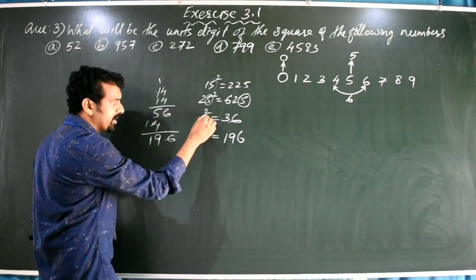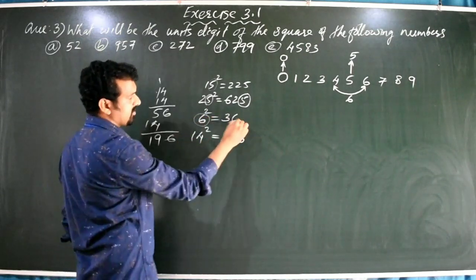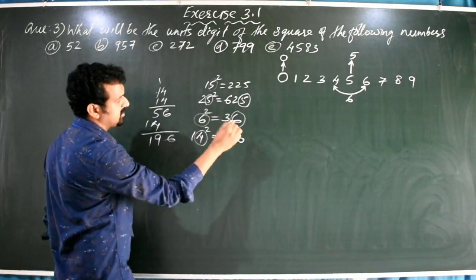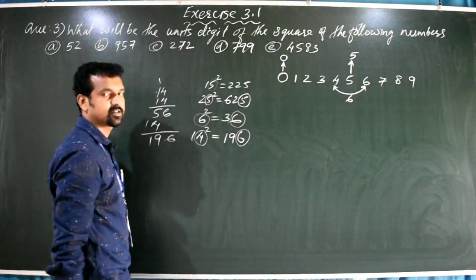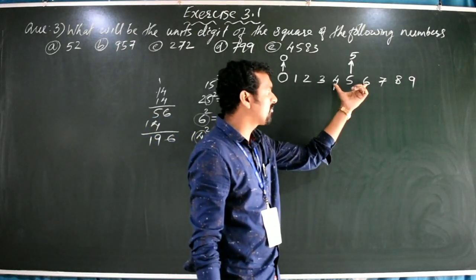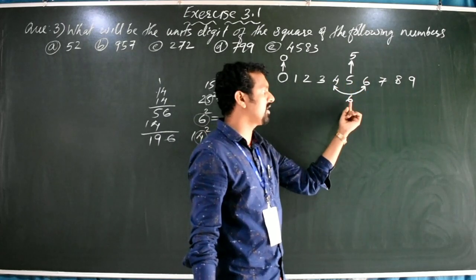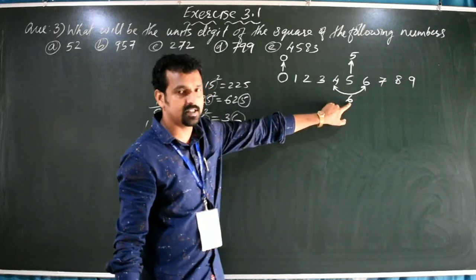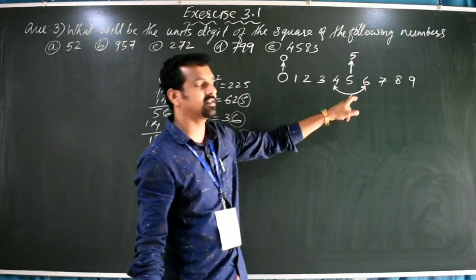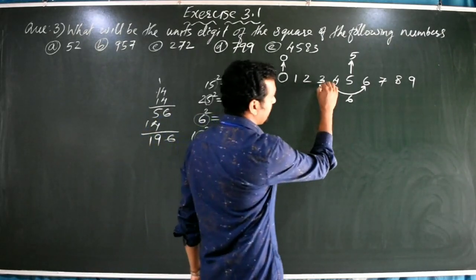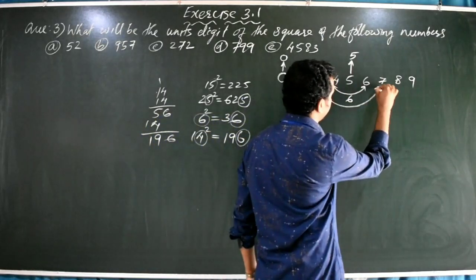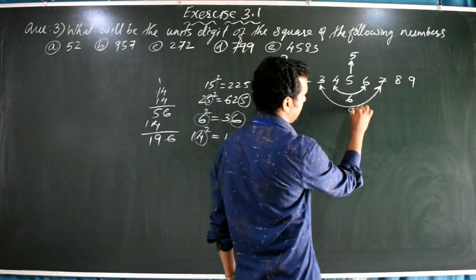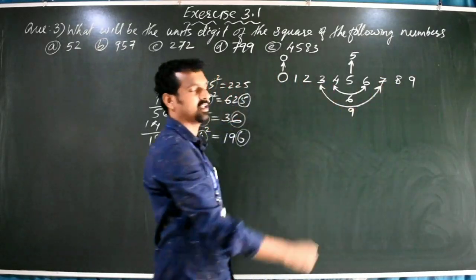See, if a number ends with the digit 6, its square will end with the digit 6. If a number ends with the digit 4 also, its square will end with the digit 6. So, if a number ends with the digits 4 or 6, then its square will end with the digit 6. Just imagine like that, 4 fours are 16, last digit is 6. 6 sixes are 36, last digit is 6. Now, if a number ends with the digits 3 or 7, then its square will end with the digit 9, since 3 threes are 9, or 7 sevens are 49, last digit is 9.